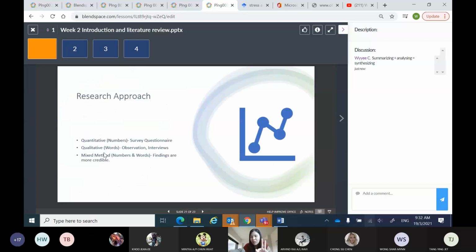Okay, three types of research approach. Quantitative, where you collect numerical data from survey questionnaires, like median, mode, percentage. Then we have the qualitative approach, where we collect data in the form of words, like observations and interviews. And then the third type, which is mixed method, where we collect numerical and word data. These findings are more credible, but they also involve more work. So for you, you are doing the quantitative approach, where you just distribute survey questionnaires and analyze numerical data.